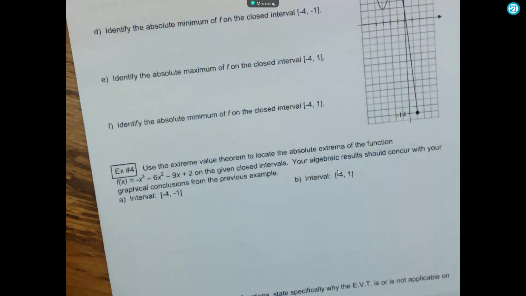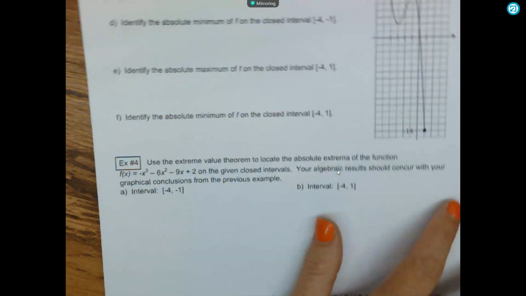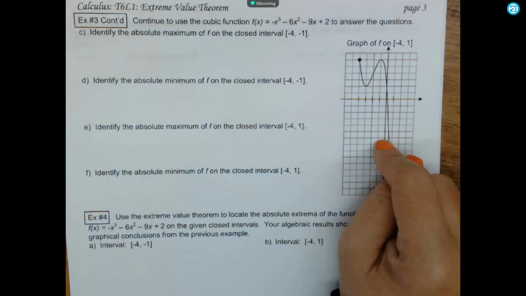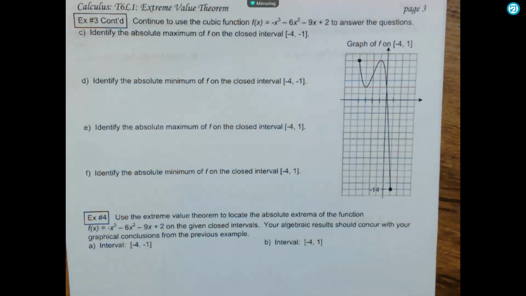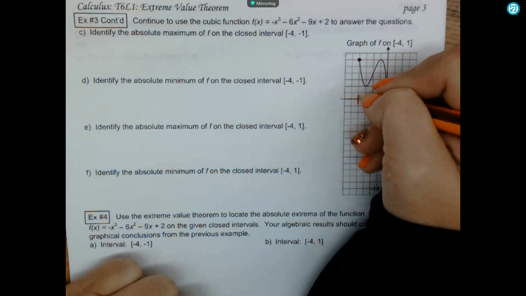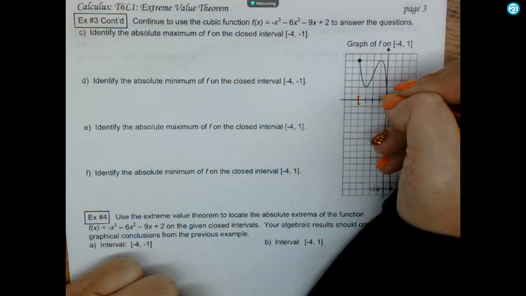All right, example 3 continued. All right, so continue to use the cubic function that was given on the previous page, okay, to answer the questions. Identify the absolute max of f on the, so we're looking at the graph now over here, okay, so they have graphed the cubic function from the previous page over here onto this graph. So we're looking at the closed interval from -4 to -1, sorry, -4 to -1.